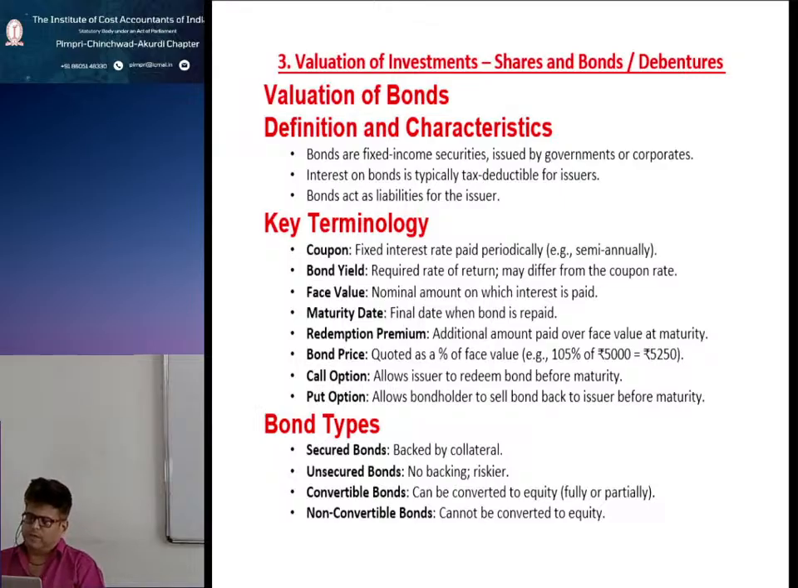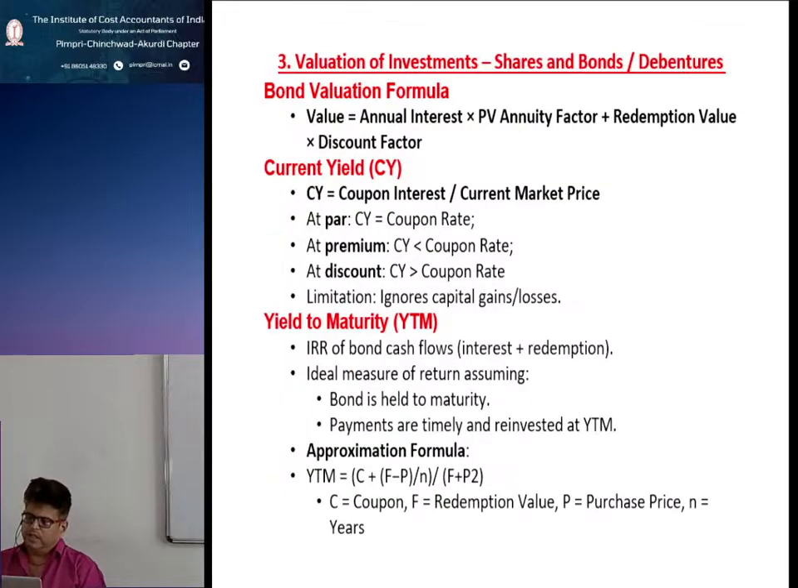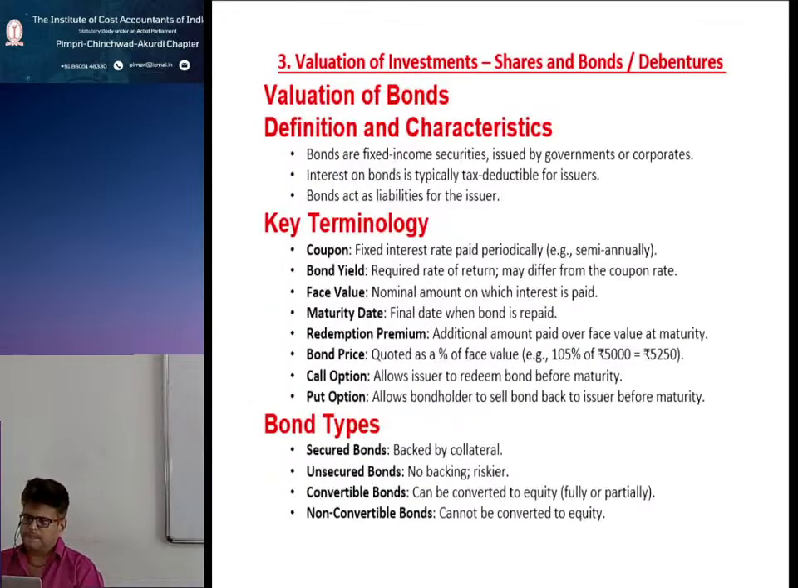So the bond price is quoted as a percentage of face value, for example 105% of 5000, that is 5250. A call option allows the issuer to redeem the bond before maturity, and a put option allows the bondholder to sell the bond back to the issuer before maturity. Bond types are the characteristics on the basis of which the classification of bonds happens.